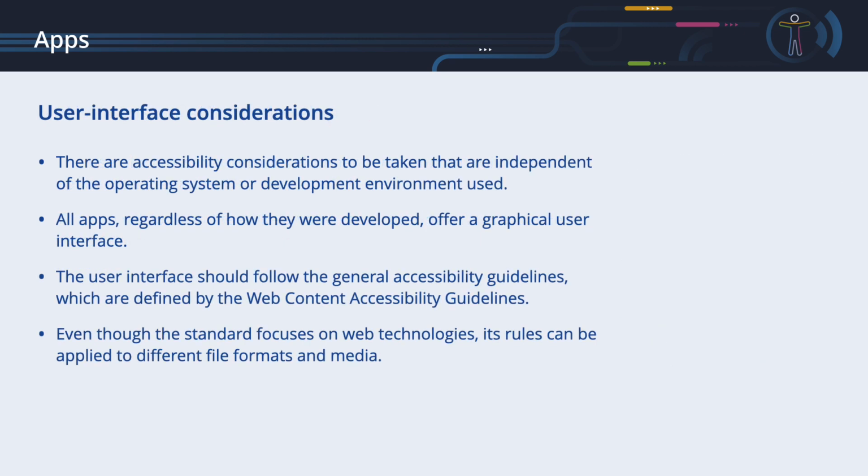User interface considerations. There are accessibility considerations to be taken that are independent of the operating system or development environment used. All apps, regardless of how they were developed, offer a graphical user interface. The user interface should follow the General Accessibility Guidelines, which are defined by the Web Content Accessibility Guidelines. Even though the standard focuses on web technologies, its rules can be applied to different file formats and media.